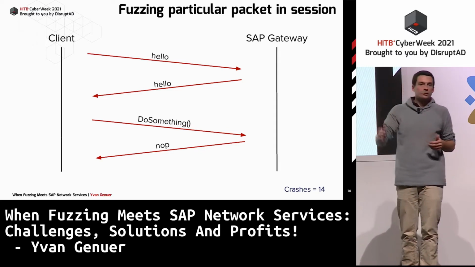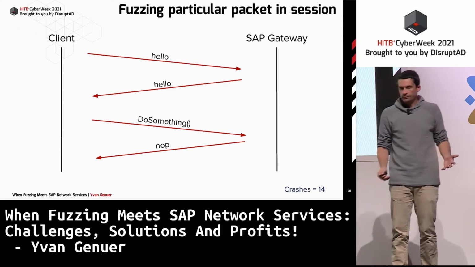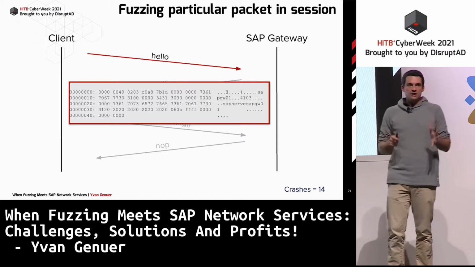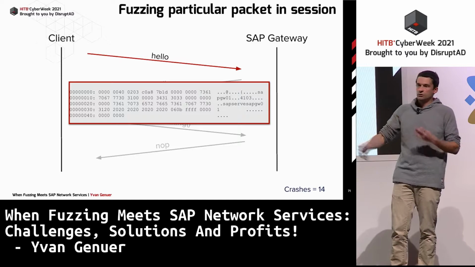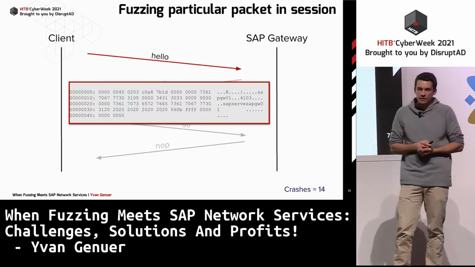Then you provide a second packet like, what do you really want to do? Okay? So the hello packet looks like that. It's a tiny packet, not very complicated, and we found nothing on it. Of course, we tried to fuzz it, and we found nothing.